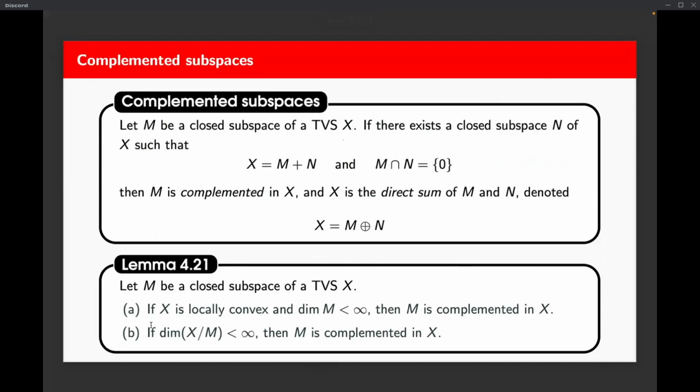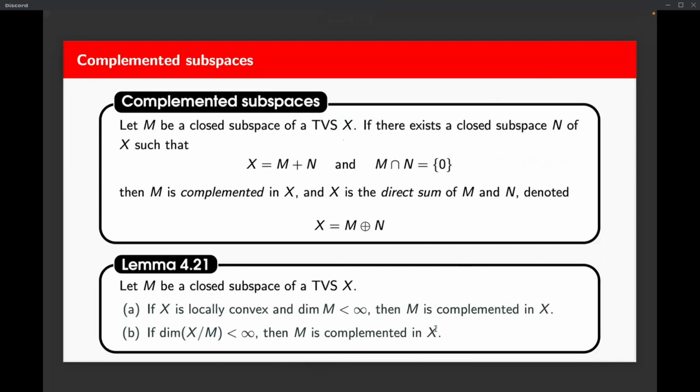In finite dimensions, there's always a complement available. In infinite dimensions, not quite so nice, but if M is finite dimensional and X is locally convex, which will certainly be true in Banach spaces, then M has a complement. And on the other hand, if the codimension, which is the dimension of the quotient space, is finite, then whether or not locally convex, M is complemented.